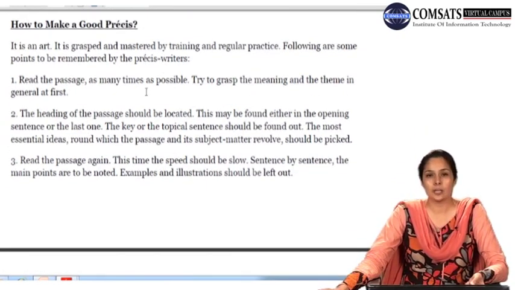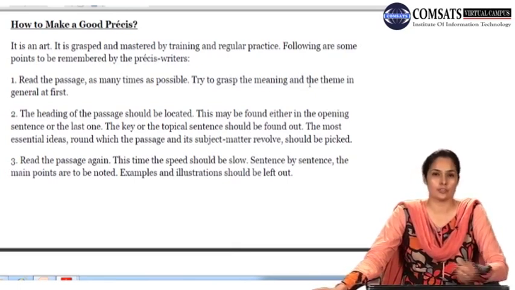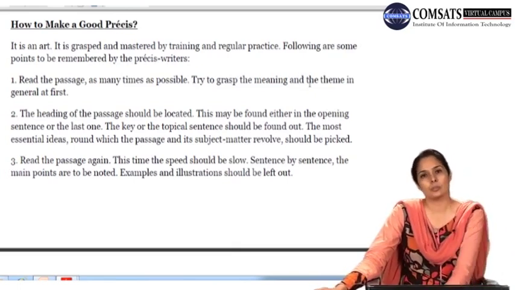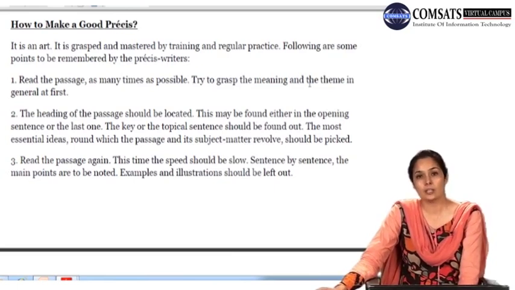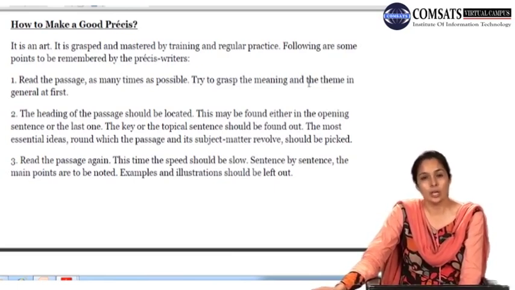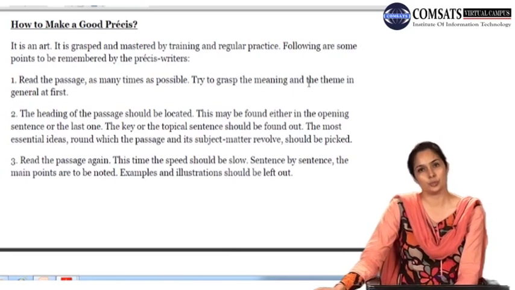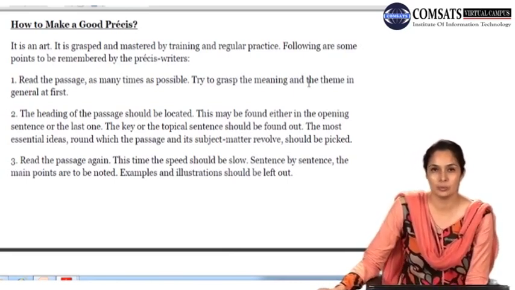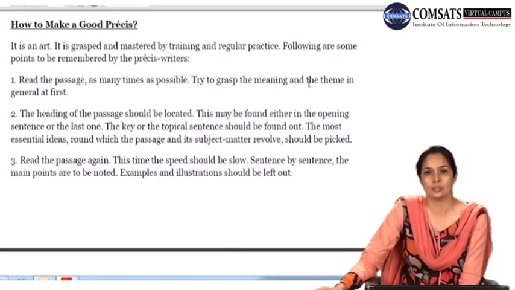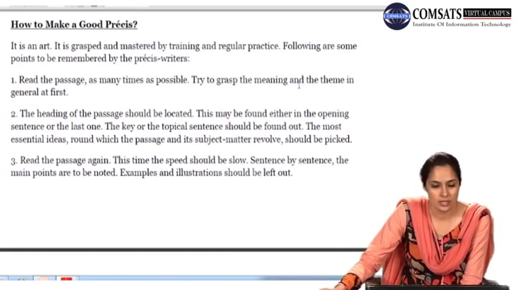Read the passage as many times as possible. Try to grasp the meaning and the theme in general at first. Try to scan through the passage and see what the passage is basically about, and read the passage as many times as you can, because sometimes time is short. You cannot take the risk of reading the passage more than thrice.